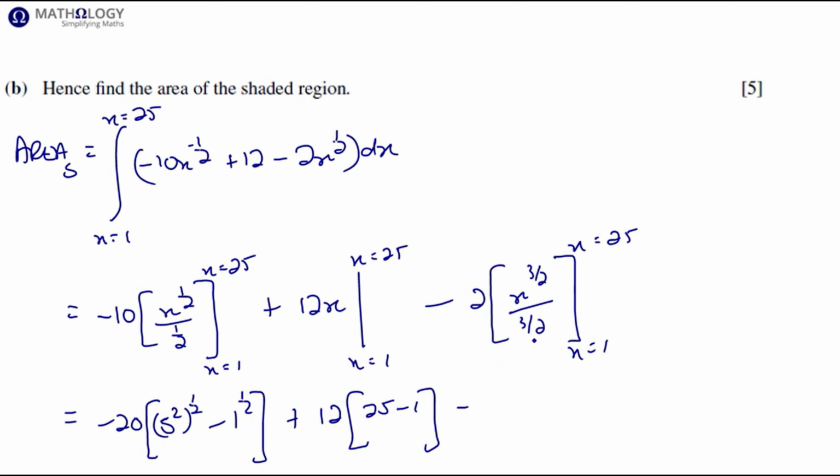Now 2 divided by 3 over 2 is the same as 2 times 2 over 3, so that's going to be minus 4 thirds times 25 to the 3 over 2, which is 5 squared to the 3 over 2, minus 1 to the 3 over 2.